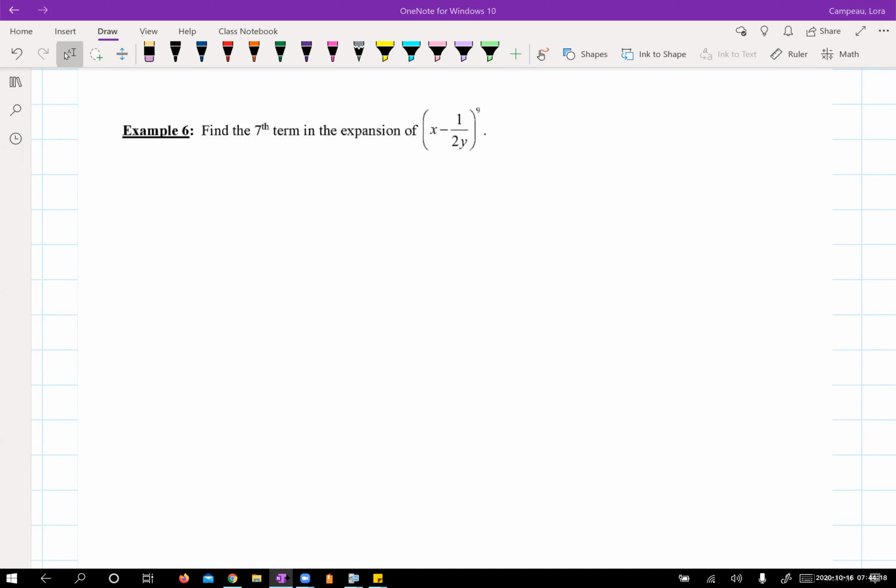Okay, so we have another problem asking us to find a particular term in the binomial expansion of (x - 1/(2y)) taken to the 9th power. So first thing I will look out for is I try to understand what my degree or my power is that I'm taking the binomial to. So this helps me remember that my degree is 9. So this will help me figure out right away that I will be looking at the format.